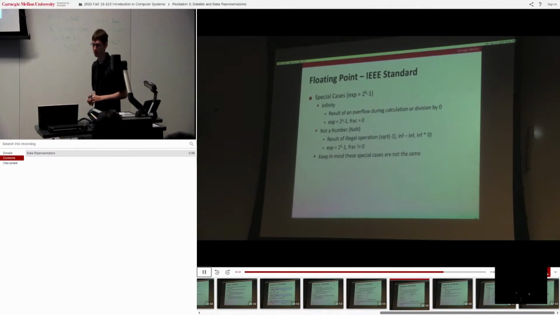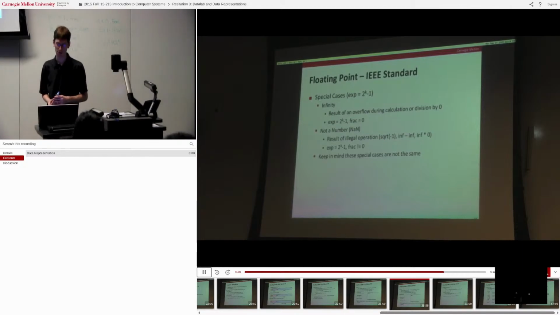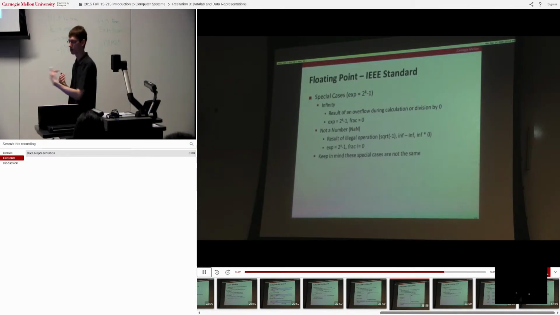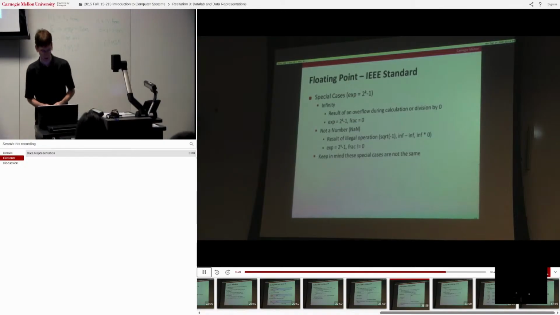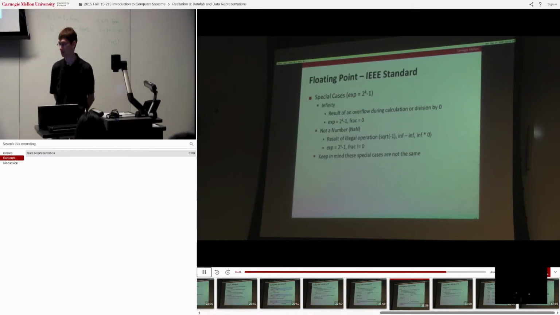So I was talking about some special cases. If the exponent is all 1s, so all 1s would be 2 to the k minus 1, then that's infinity. You can get infinity if you go above what can be represented by a finite number. You can just keep adding numbers, and once you get bigger than the biggest number it can represent, if you try adding more, it'll be infinity. If you try dividing by 0, division by 0 is infinity. If you divide a negative number by 0, that's negative infinity. If you divide a negative number by negative 0, that's positive infinity again.